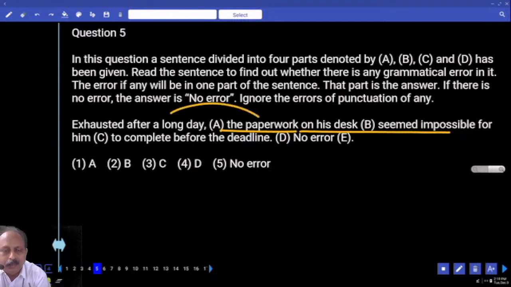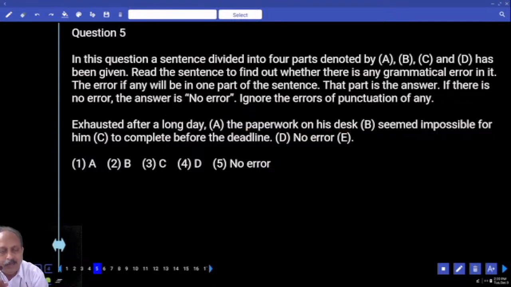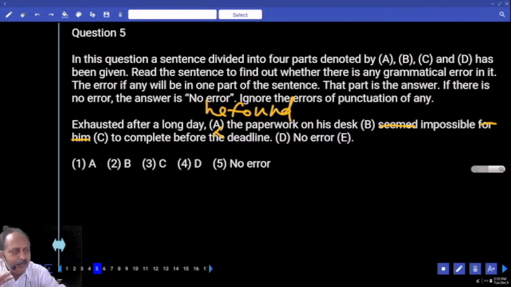Here it looks like the paperwork got exhausted. Is it possible? Who got exhausted? Someone got exhausted. Then you cannot present this way. Please add exhausted after a long day, he found. Please write, he found the paperwork on his desk seemed impossible for him. You have to change here. He found the paperwork on his desk impossible. Strike off for him also. Entire sentence you have to touch.